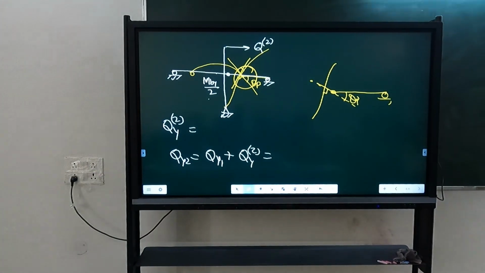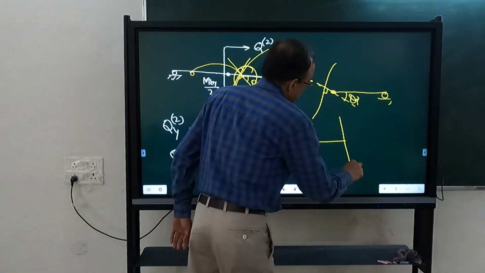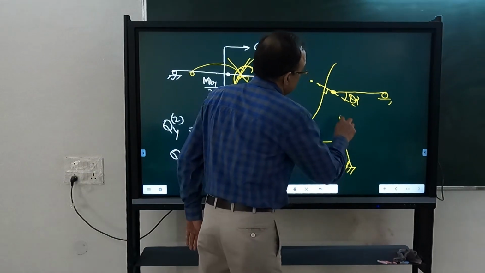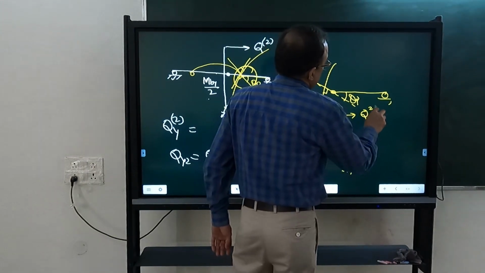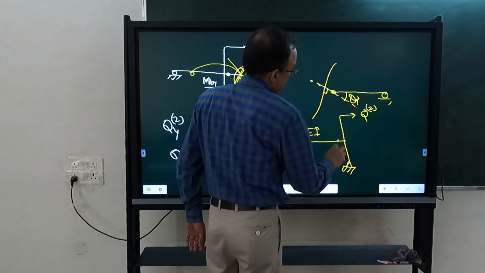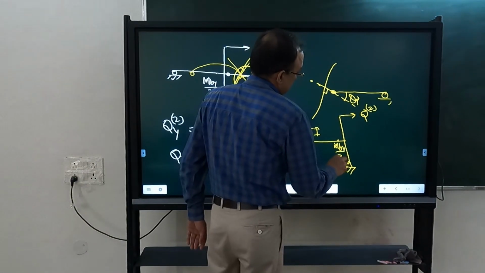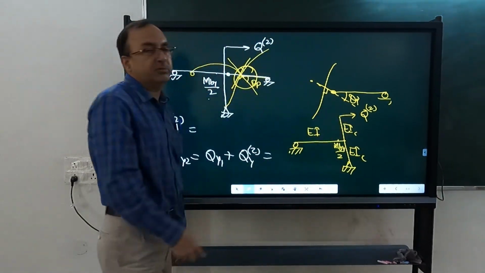When the hinge forms and we are unable to load it more, the reaction on this face will not increase. It will remain constant, and here it will start increasing. So it is as good as solving this problem.